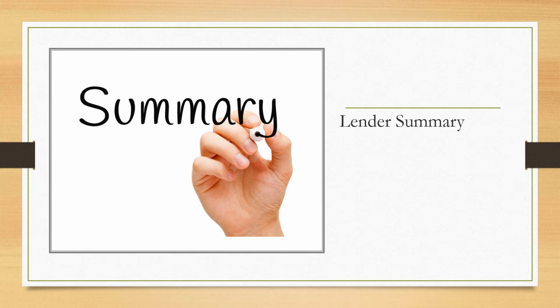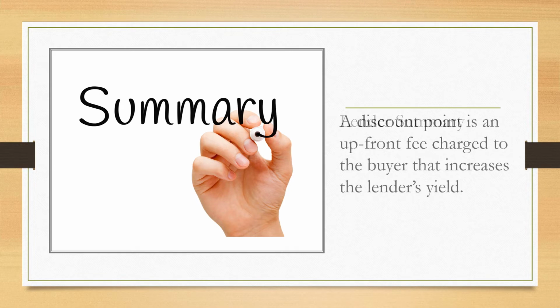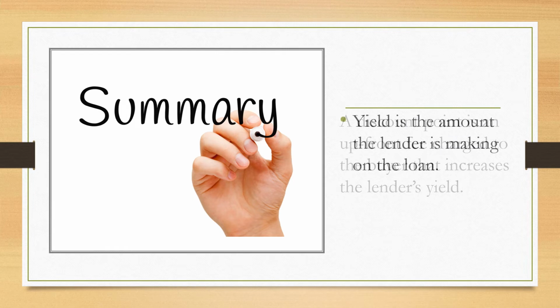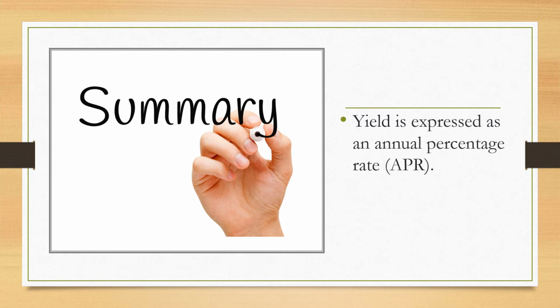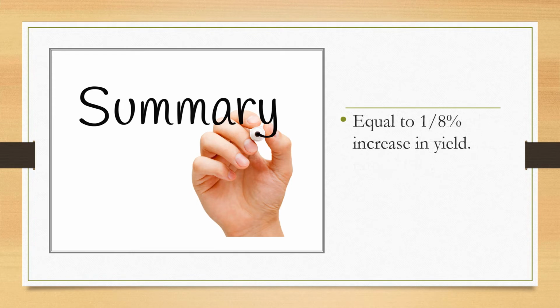Lender summary. A discount point is an upfront fee charged to the buyer that increases the lender's yield. Yield is the amount the lender is making on the loan. Yield is expressed as an annual percentage rate, APR, and it's equal to 1/8% increase in yield.